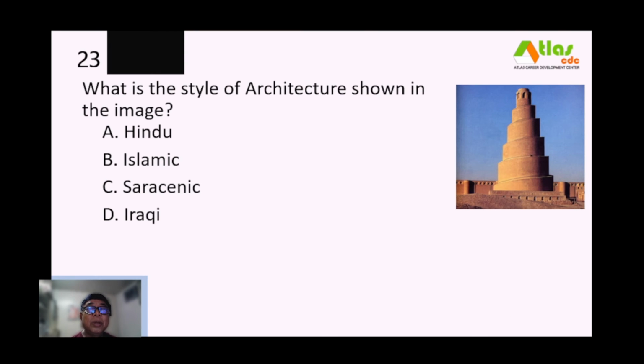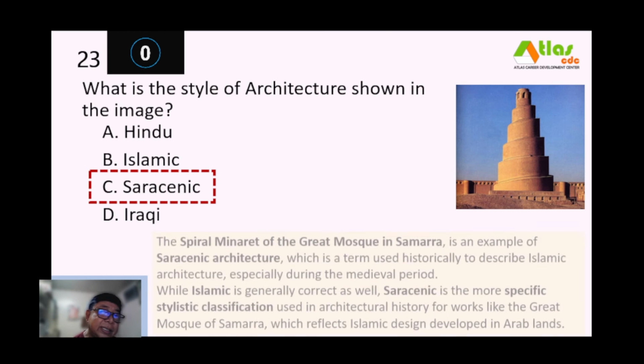And 23, what is the style of architecture shown in this image? A. Hindu, B. Islamic, C. Saracenic, and D. Iraqi. And our answer is letter C, Saracenic.